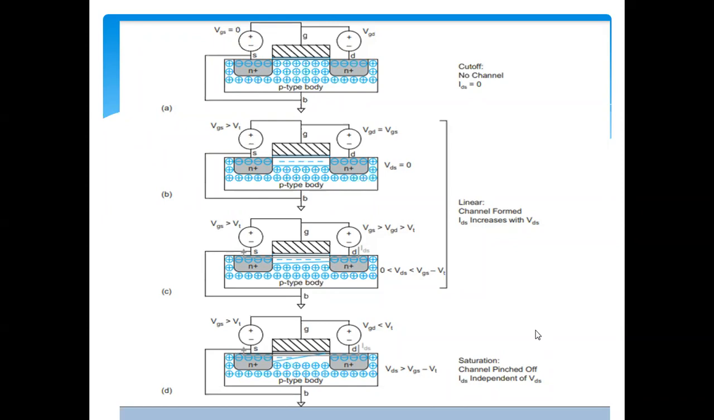In the saturation region IDS will remain constant at a certain maximum value, and it is independent of VDS. If you increase VDS further, IDS will not change, it will remain constant, right? IDS will remain constant at its maximum value, and of course it is independent of VDS now. This happens in the saturation region. So these are the conditions for MOSFET: cutoff, linear or ohmic, and the third region is the saturation region.